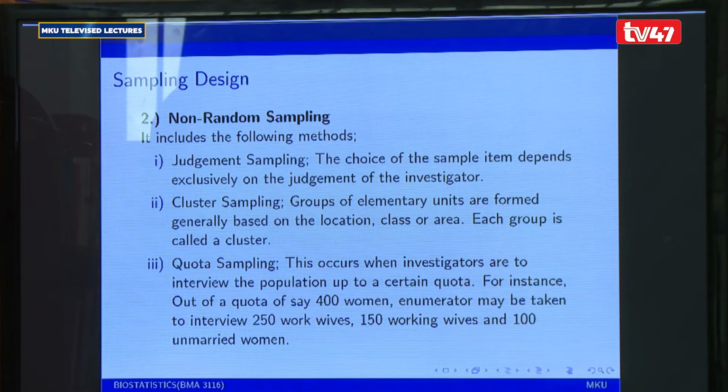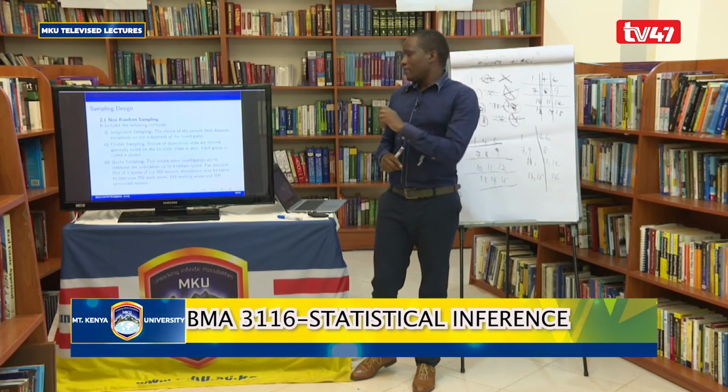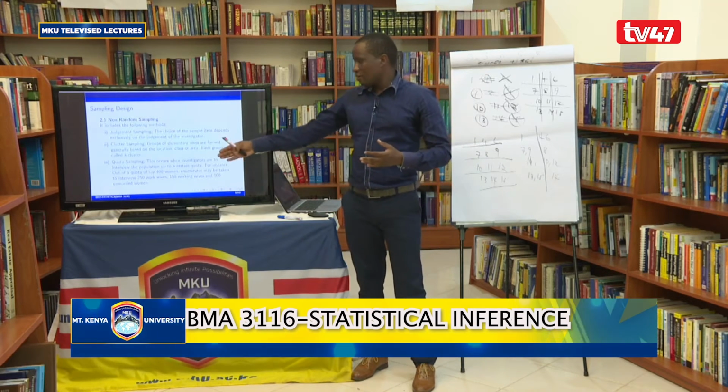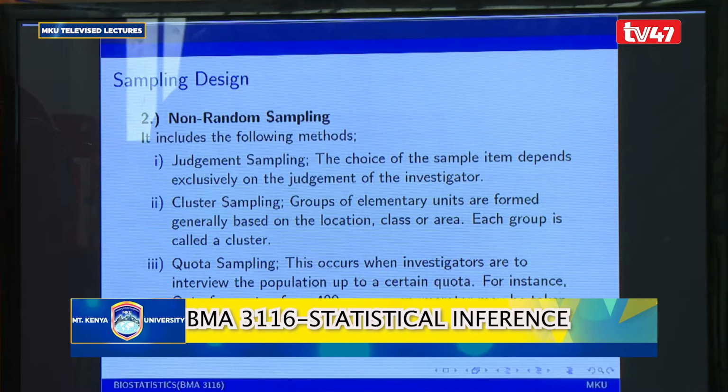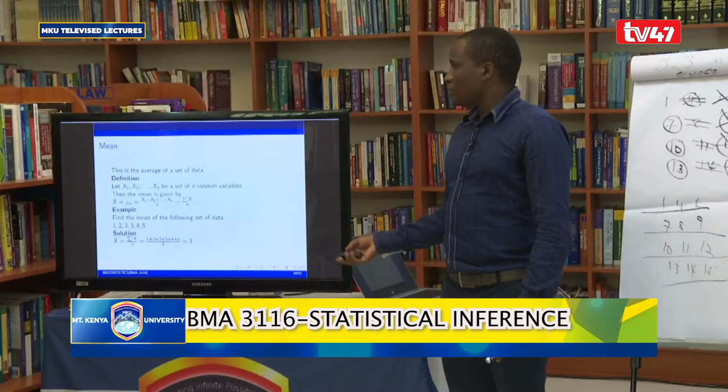Then we have quota sampling. This occurs when the investigator is to interview the population up to a certain quota. So you're told we want a 400 quota of females that are in Mount Kenya University. So you're given a quota of 400. So you're going to pick those people until that quota is satisfied. So pick 250 working wives, take 150 working wives, then 100 unmarried wives. So that at least, if you add them, you're going to get a total of 400 according to the quota.